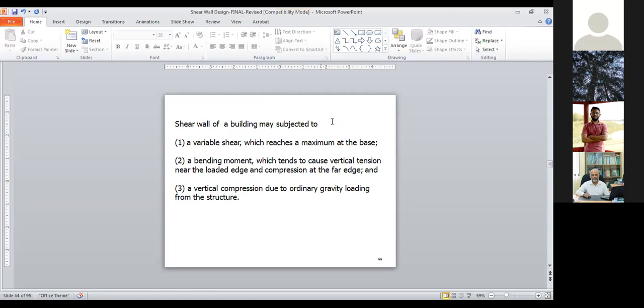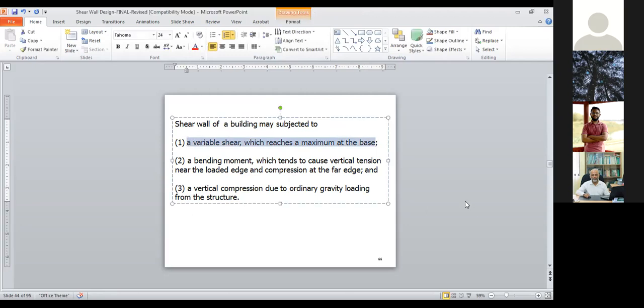A shear wall of a building may be subject to a variable shear, which reaches a maximum at the base. If you analyze, you can easily find that it is a very low shear force at the top, and when you come down, you have to take all of the shear, and finally at the base you have the large shear force. So you may have a triangular distribution, or parabolic distribution, whatever it is, and you can do the analysis and apply it on the structure.